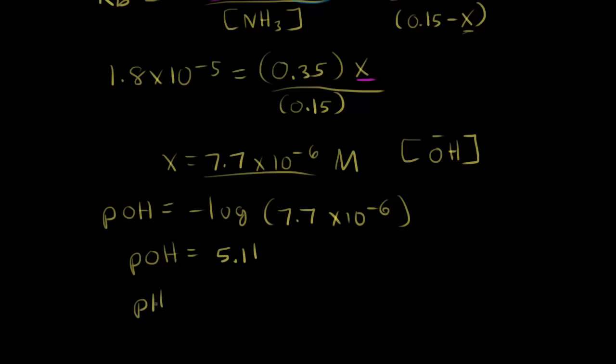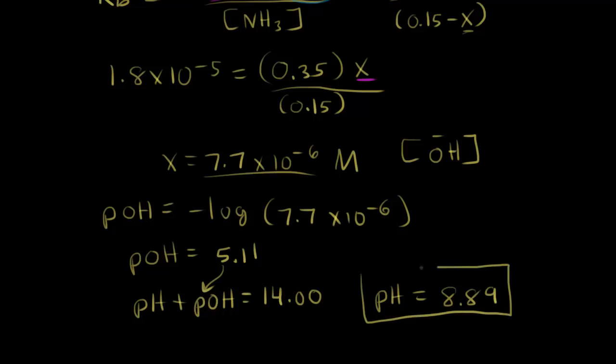And then we're home free because pH plus pOH is equal to 14. So we just plug in our pOH, solve for the pH. pH is equal to 14 minus 5.11, which of course is equal to 8.89. And so we've calculated the final pH of our solution.